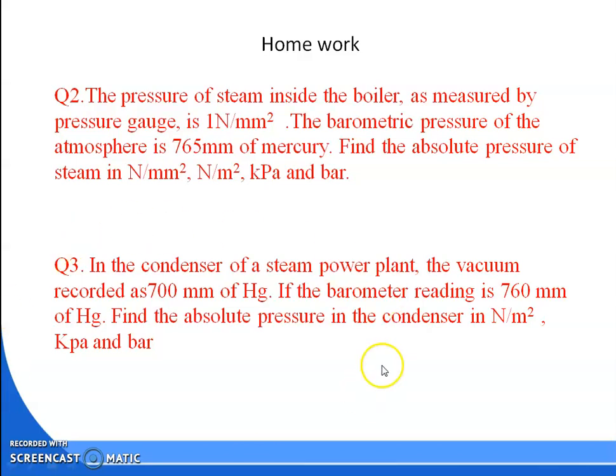Pressure of steam inside the boiler as measured by the pressure gauge in Newton per meter square. The barometric pressure of the atmosphere is 765 mm of mercury. Find the absolute pressure of steam in Newton per mm square, Newton per meter square, kilopascal and bar. So here gauge pressure is given and atmospheric pressure is given. Here atmospheric pressure is given in terms of a head, so you have to convert into pressure.